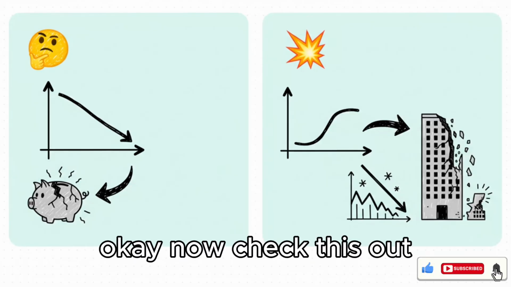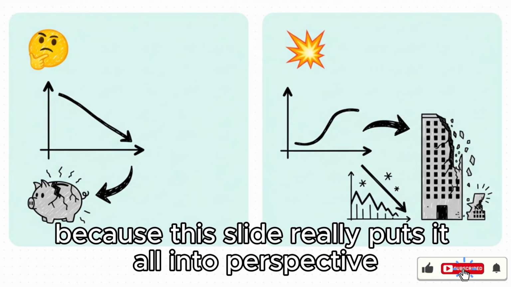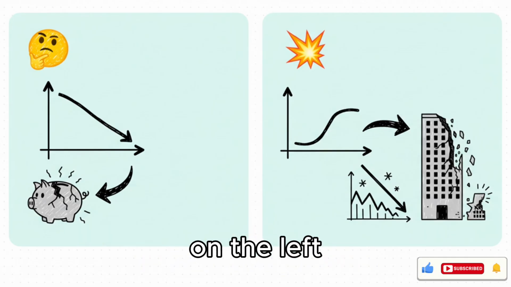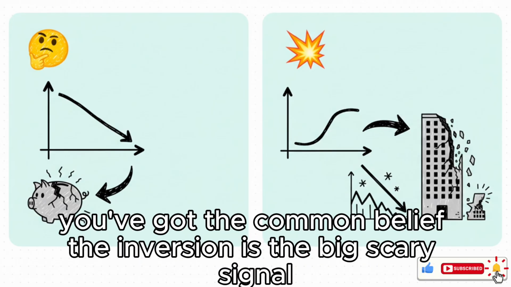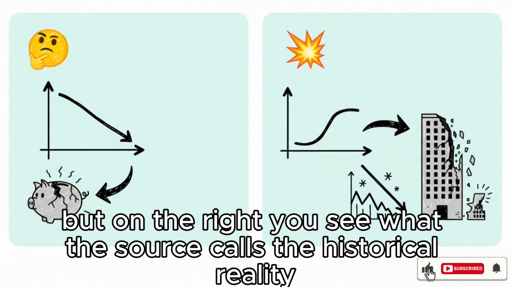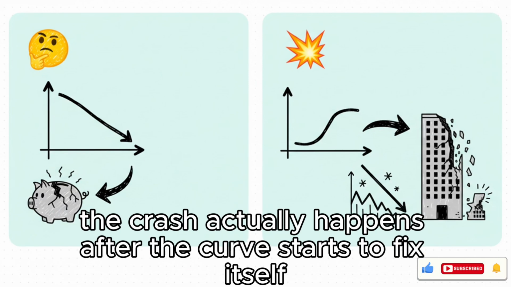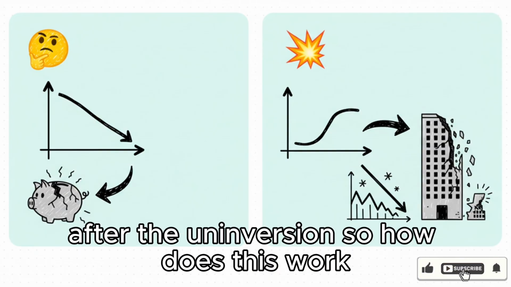Okay, now check this out, because this slide really puts it all into perspective. On the left, you've got the common belief. The inversion is the big, scary signal. But on the right, you see what the source calls the historical reality. The crash actually happens after the curve starts to fix itself, after the uninversion.